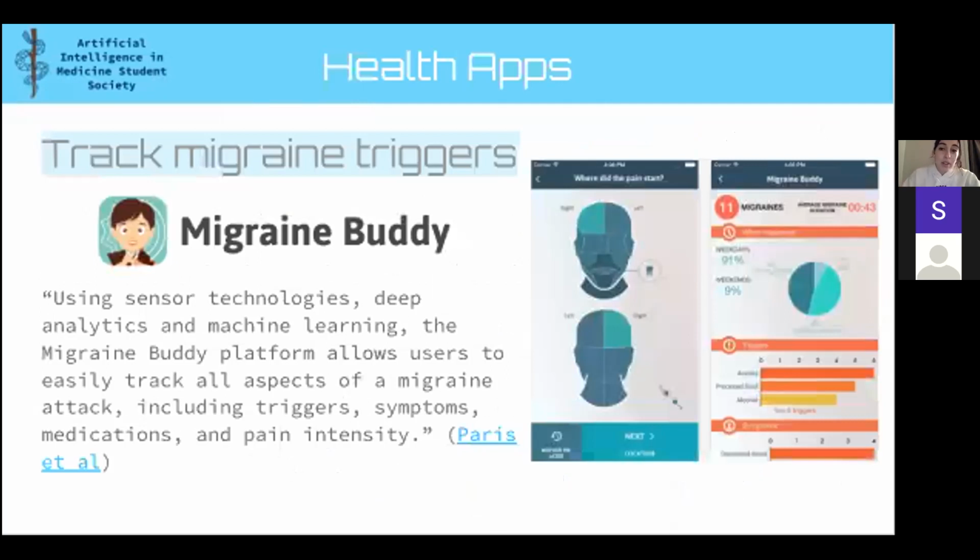So here's an example of a health app that uses AI. It's called Migraine Buddy. This group uses deep analytics and machine learning. I couldn't find too much information on this. I think they're being secretive. But they allow users to easily track aspects of their migraine attacks, including triggers, symptoms, medication, and pain intensity. This is kind of what it looks like, and it can identify some possible triggers of your migraine. But here's a paper. It was more of an article on it.